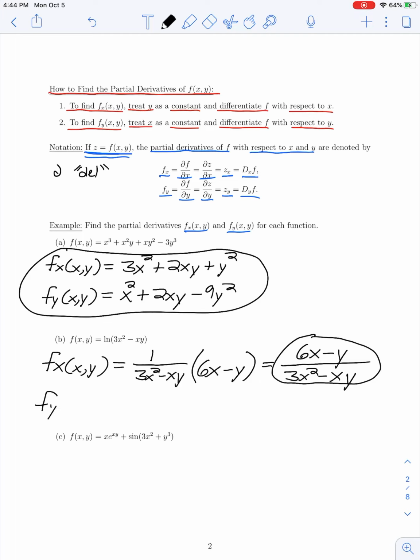And the partial derivative of f with respect to y is given by, well again, differentiating the outer function, the derivative of natural log of stuff is 1 over that stuff, times the derivative of the inside function with respect to y, which would be negative x. So we have negative x over 3x squared minus xy.